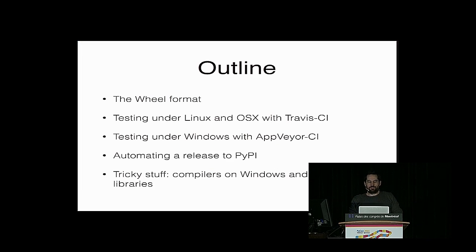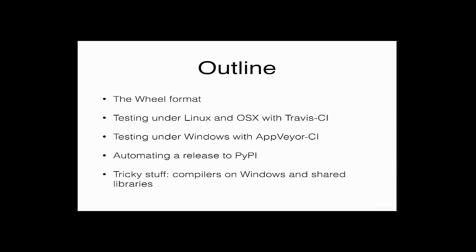The outline of this talk is, first, a short introduction to the wheel format, the new recommended way to ship Python packages. Then I will talk about how to test those packages using Travis CI, and we will see that it's possible to test under Linux and Mac OS X using Travis. Then I will discuss something I think not many people know: how to build Windows packages and test them using a similar service called AppVeyor. Once we have this, we are in a position to automate pretty much all of the release process, so I will introduce some glue code to achieve that. Finally, if we have time, we can discuss compiler issues on Windows and how to deal with external libraries, such as shared libraries.